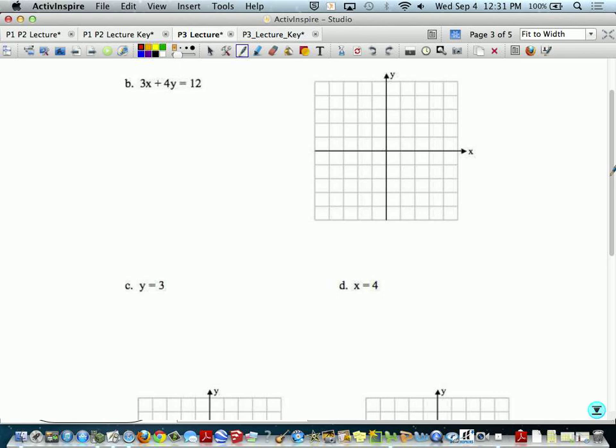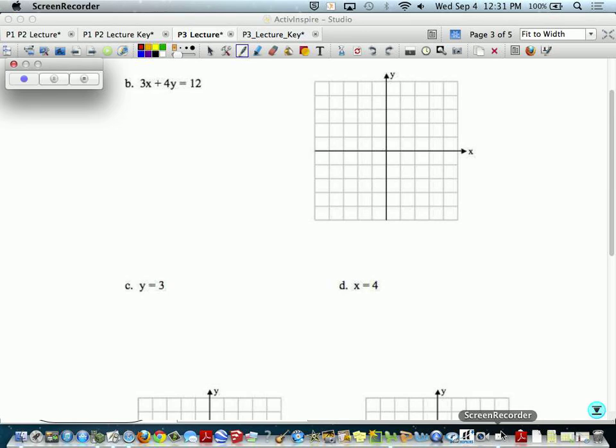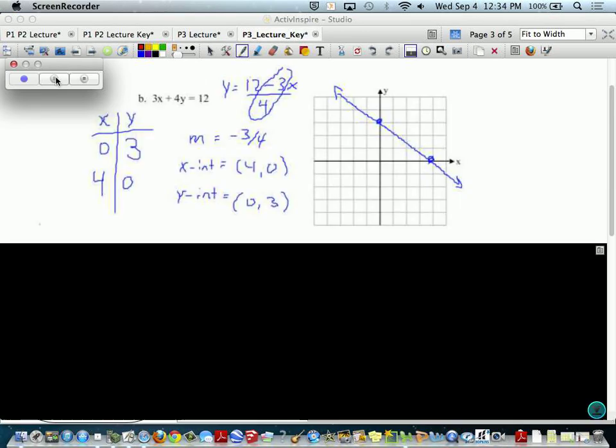Do the same thing by yourself with somebody near you. Make an XY table. X is 0, Y is 0. Get your quick sketch. Find your slope, X and Y intercept. Okay?